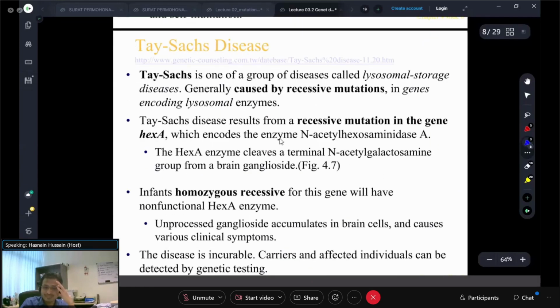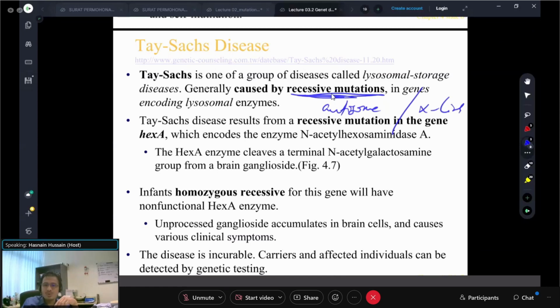And then another disease, Tay-Sachs disease, a lysosomal storage disease caused by a recessive mutation. You can see here the word recessive. So now you see whether the recessive here refers to autosomal or X-linked. But this one is autosomal, isn't it? So when it is autosomal, then you need both copies, homozygous recessive, in order to cause the disease. All right.